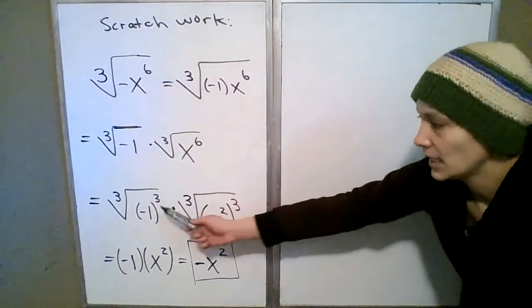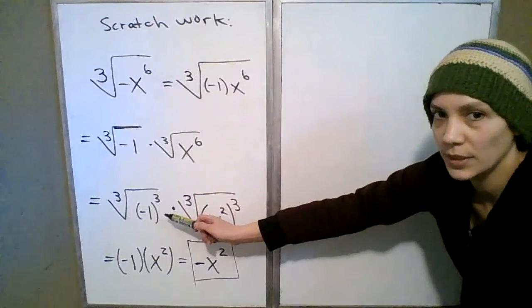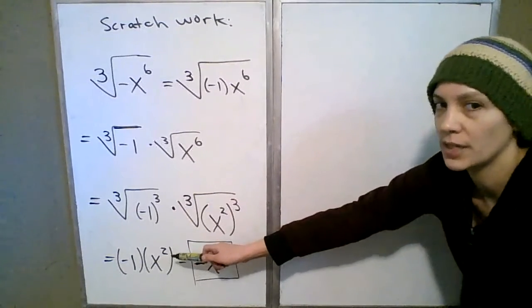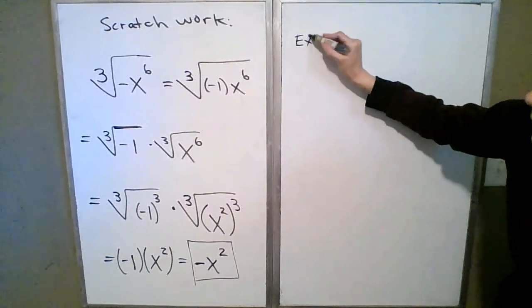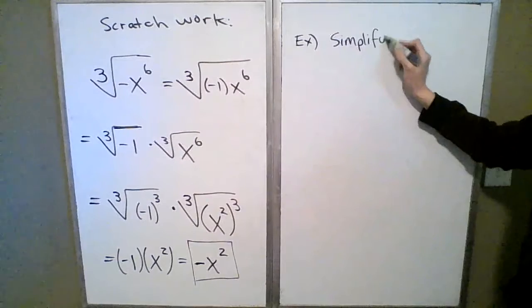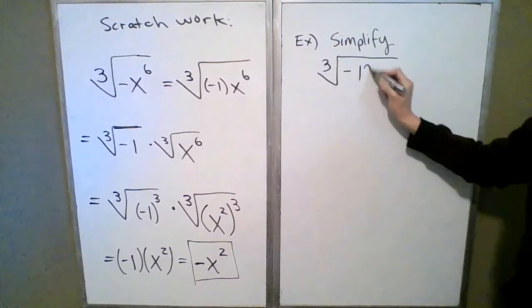So we can do a trick like this with any odd power for that -1. We can bring it to the same odd power up front. So this time we're just going to jump right to it. We want to simplify the cubed root of -125.